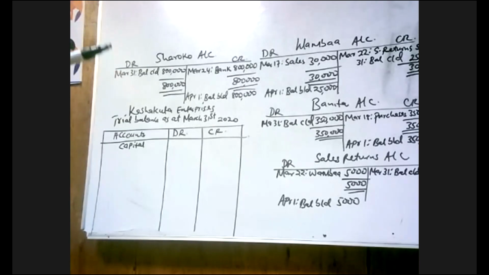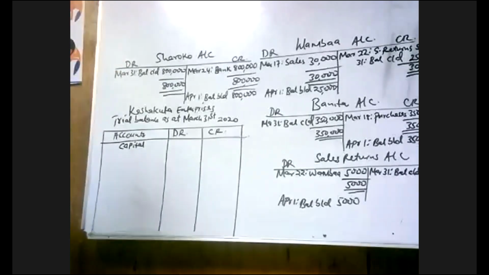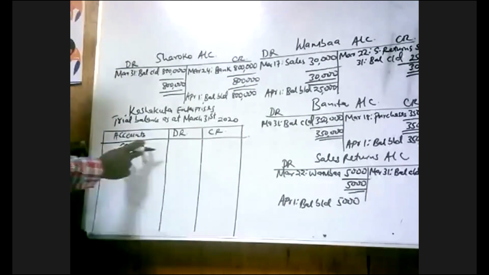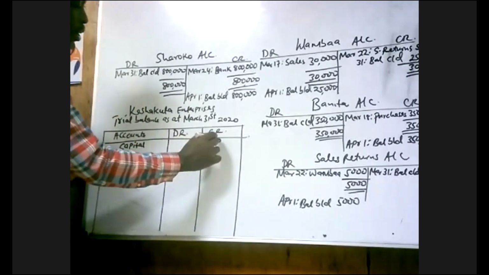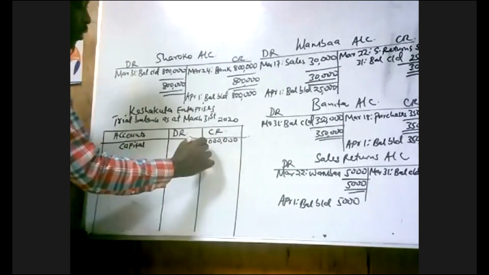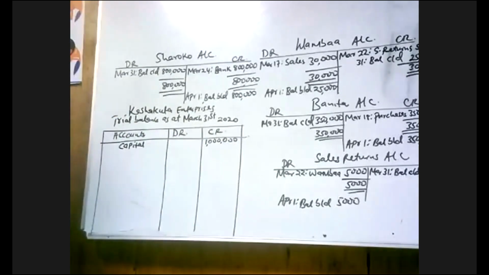Capital. It was 1 million. Yes, 1 million on the credit side. So you write here the account is capital. The balance is 1 million on the credit. So you indicate it on the credit column like that.